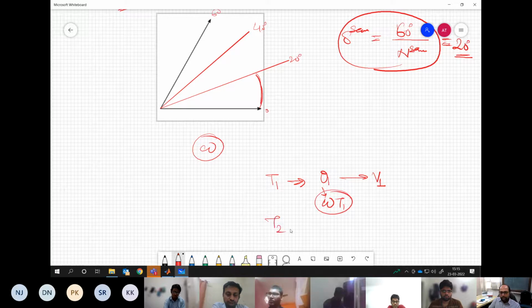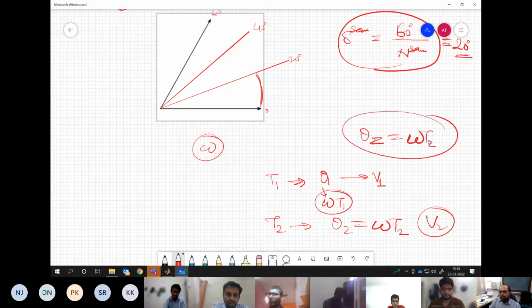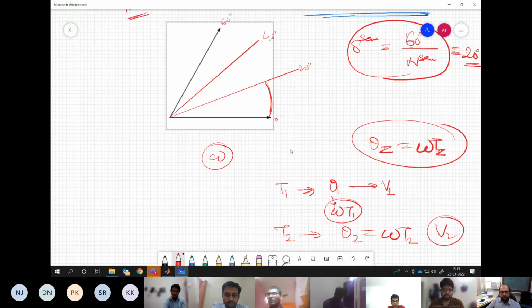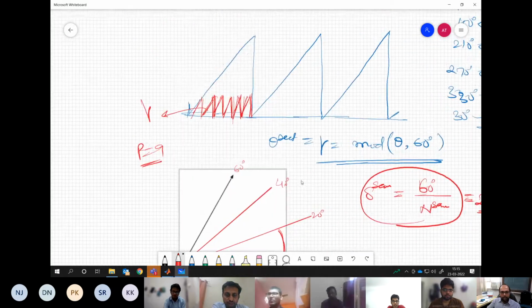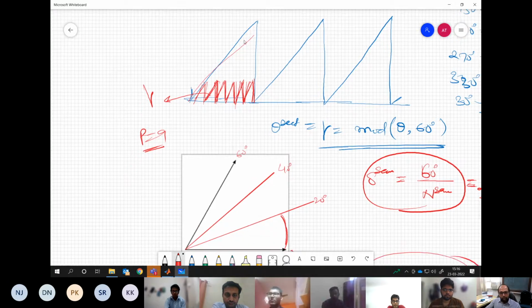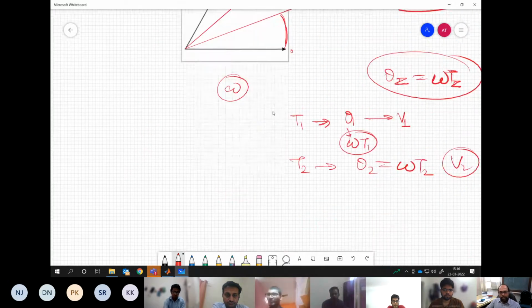Then similarly T2 can be correlated with theta 2, which is basically omega times T2. This is for vector V2. And theta Z basically means the correlation for the 0 vector, which is the 0 vector dwell time, Tz. Now what I'm trying to say is that once you have this information, you have the total theta, you have the sector theta.